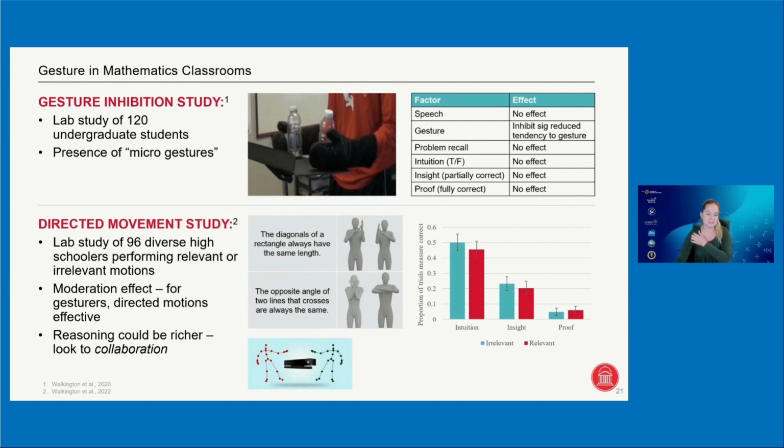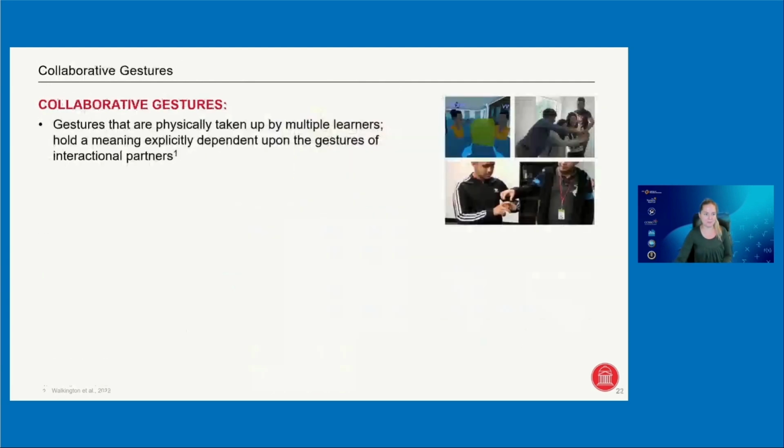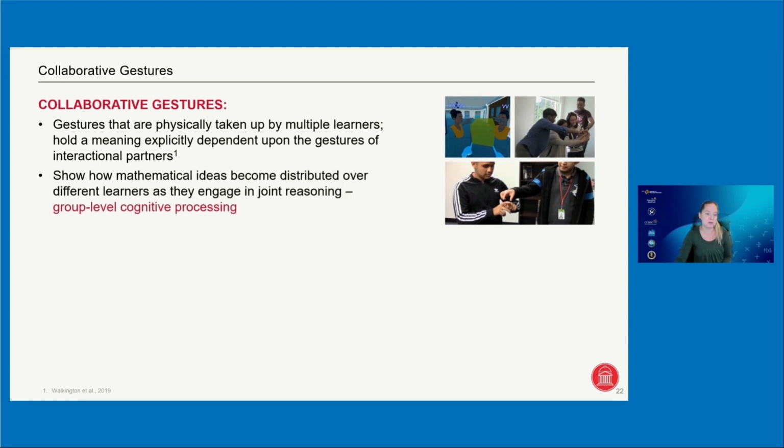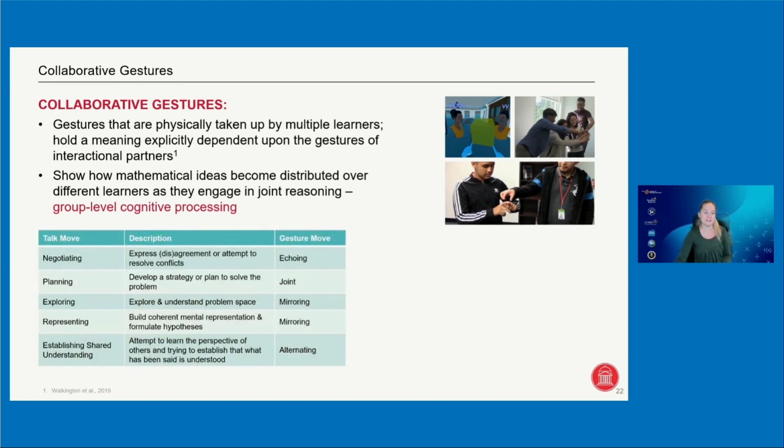After we started seeing things like the video I introduced this section with, we became really interested in how students embody ideas together. So we started studying collaborative gestures, which are gestures that are physically taken up by multiple learners and that hold a meaning that is explicitly dependent on the gestures of interactional partners. And these gestures can show how mathematical ideas become distributed over different learners as they engage in group-level cognitive processing.